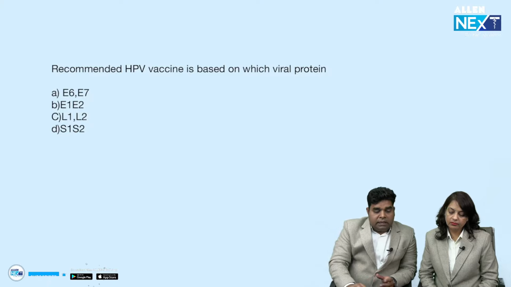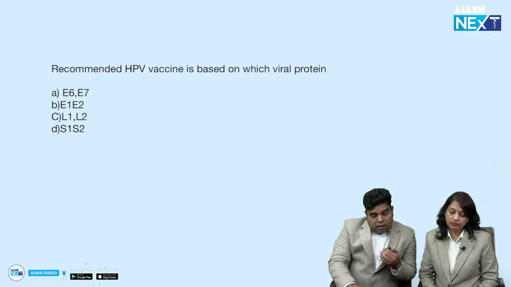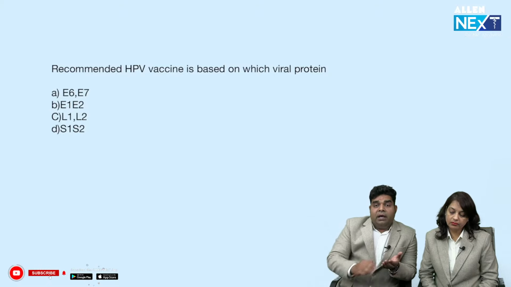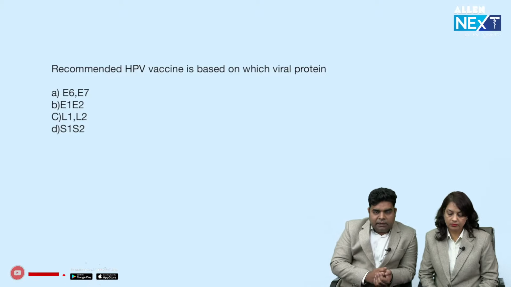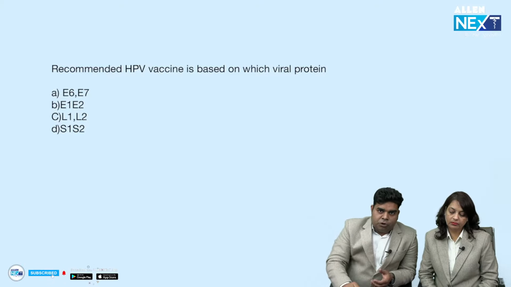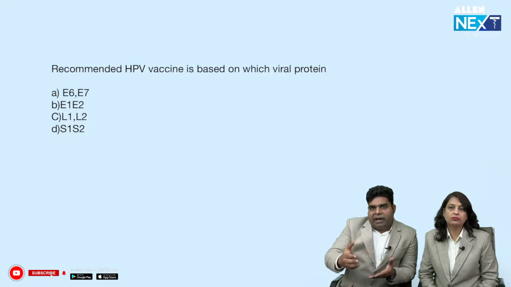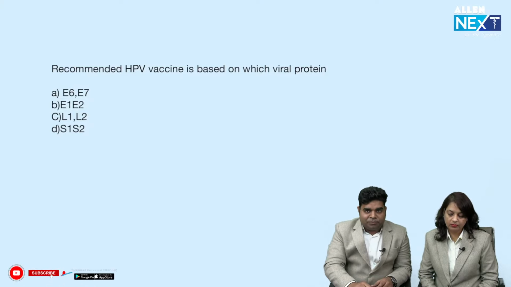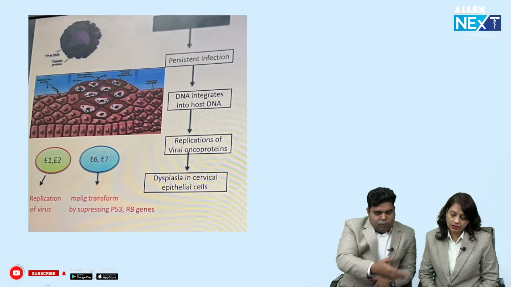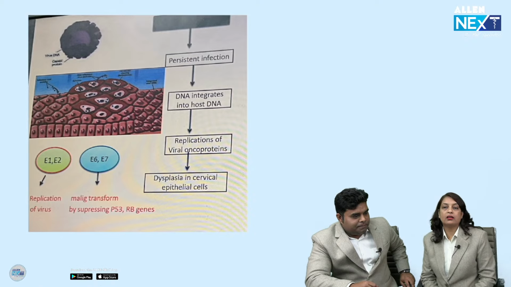In the second question, they have asked which of the following viral proteins is a marker for high risk of cervical cancer. If you find E6 and E7, then that is the viral protein which marks a high probability of having cervical cancer. And this is what ma'am is going to explain, how this process of cervical cancer occurs.